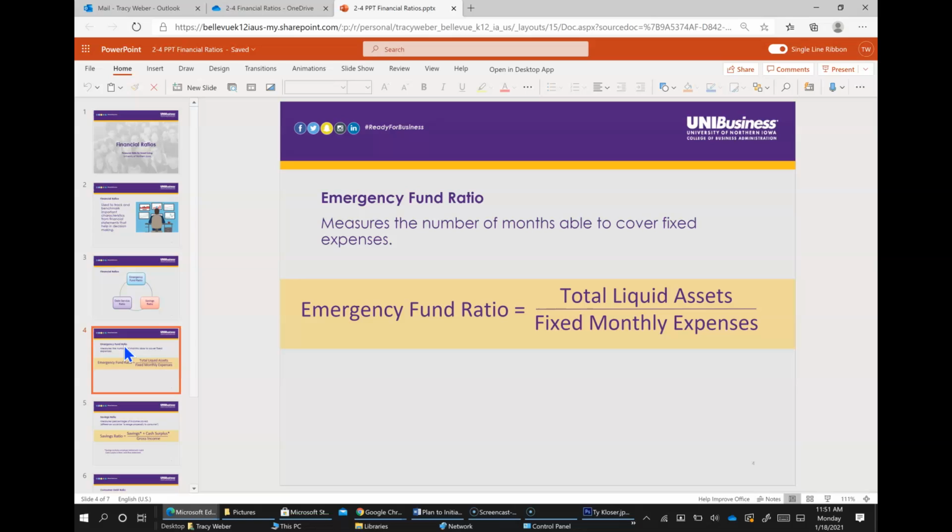Unlike an expense that is not fixed, a variable expense is one that does change, and that would be like your electric bill. The more electricity you use, the higher your bill. That's a variable expense. Fixed expenses never change.